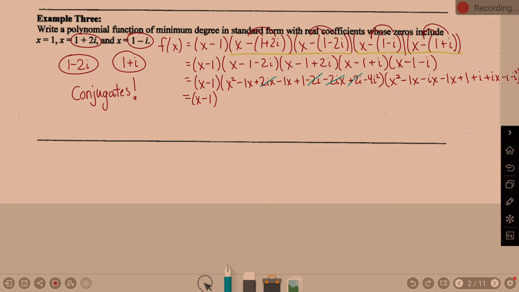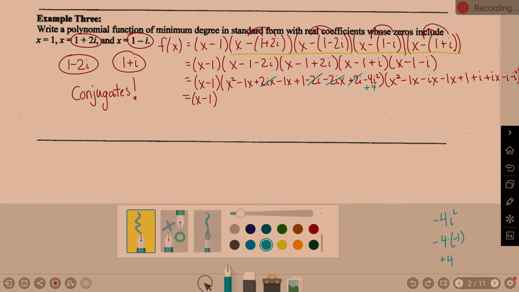And then what are we going to know about this minus 4i squared? Well, minus 4 times i squared, so i squared is negative 1. Minus 4 times negative 1, this is really going to be a plus 4 that we'd like to include, right? Because we're thinking of that as minus 4i squared. So minus 4 times negative 1, which is positive 4.